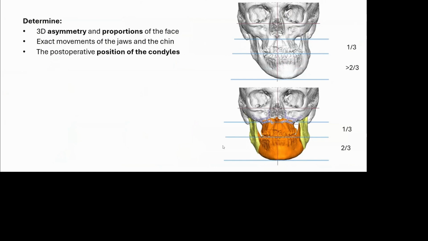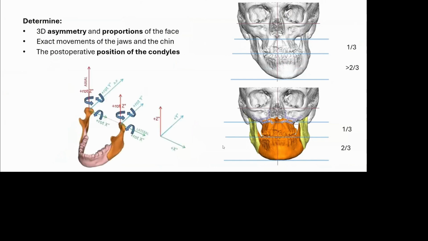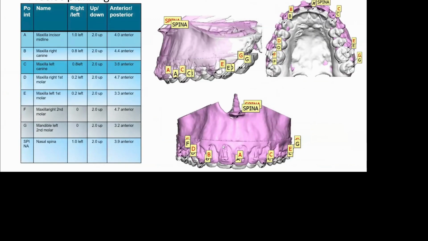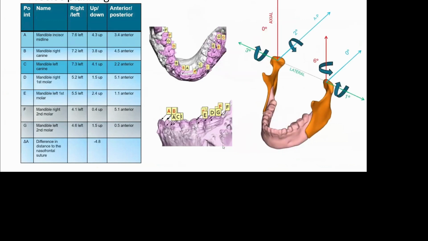We can decide on movements of not only the teeth and the jaws, but also actually the condyles, which I find very interesting, especially in patients that have condylar pathologies. So we can nicely look into what is happening with the dental arch, what is happening in the spinal area, and with the chin, and also the condyles.